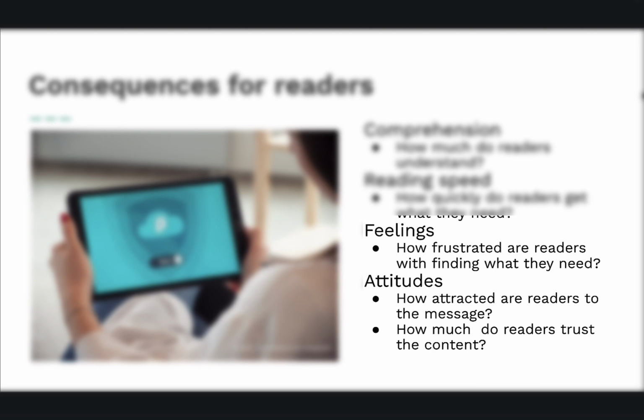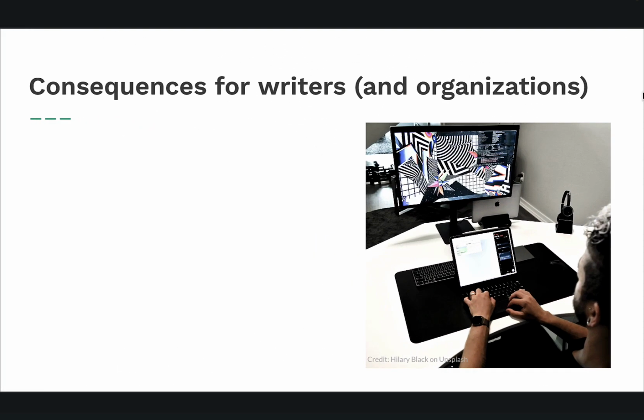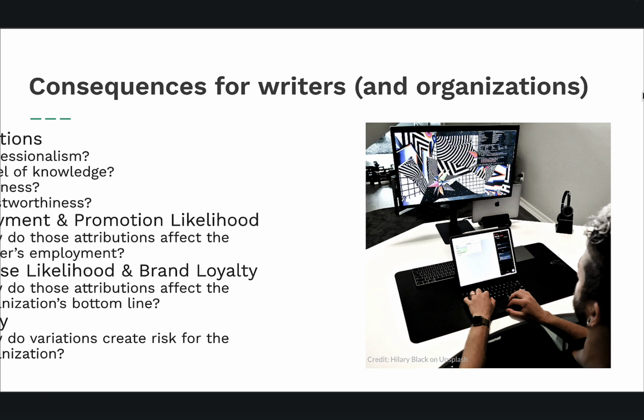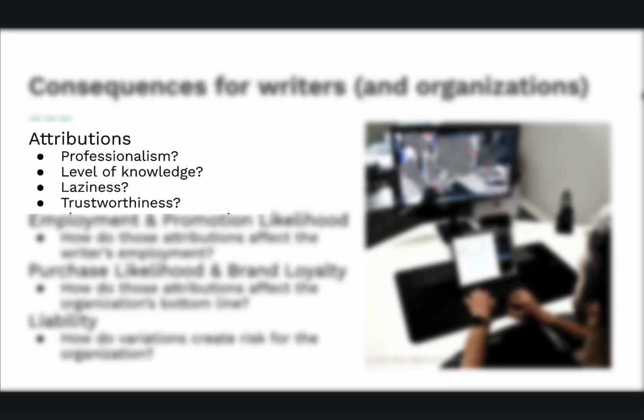When readers experience negative feelings and attitudes about a message, research tells us that they also lack trust in the writer, and that includes the organization the writer represents. Here's a list of ways in which language variation in writing can affect a writer, and since we're focused on workplace writers, that includes the organization they represent when they write. Conclusions about the writer or organization based on language variation are called attributions.